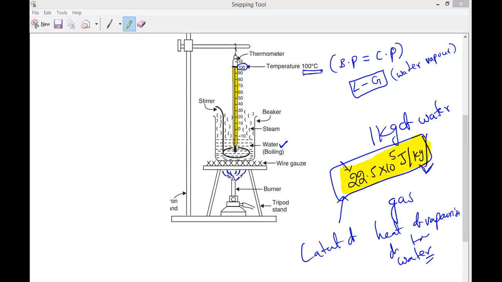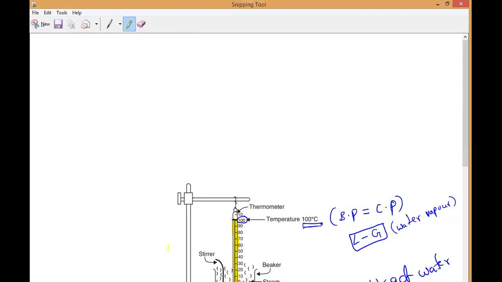Definition. The latent heat of vaporization of a liquid.